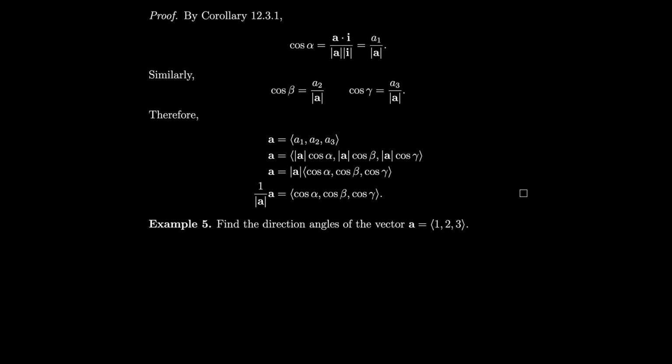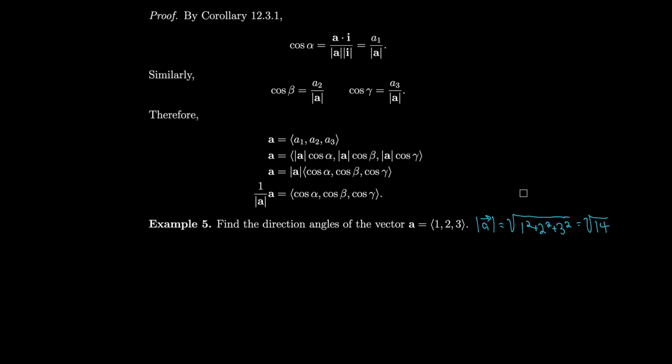So let's do an example real quick. We'll find the direction angles of the vector 1, 2, 3. So first we need the length. So let's get that out of the way. The length of A is equal to the square root of 1 squared plus 2 squared plus 3 squared, and that's just the square root of 14.